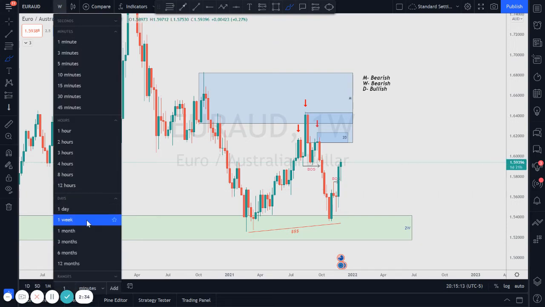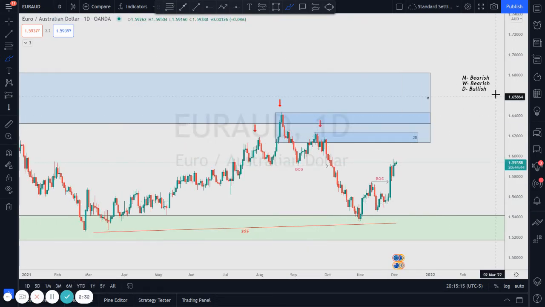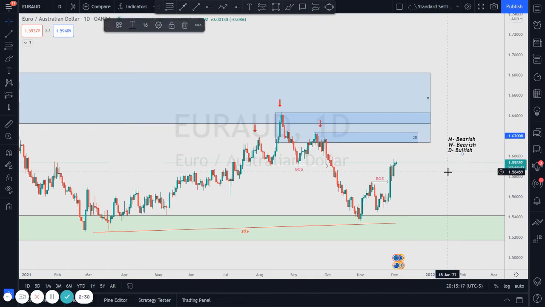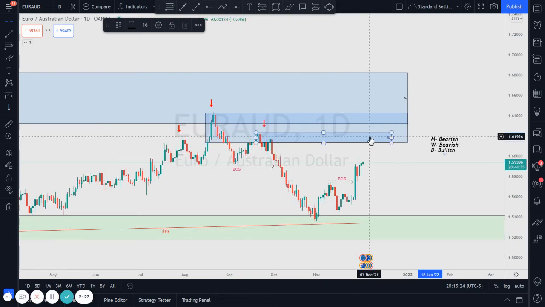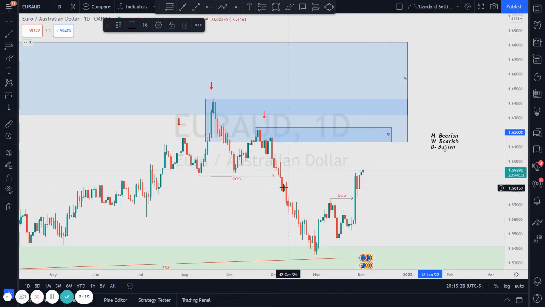Now, let's go to the daily. What do I have there? I have the daily as bullish. Why? Because the last break of structure was to the upside. Where are we on our way to? To return to impulse, right? Because we had a break of structure to the downside, and what do we expect? Price to return to impulse.